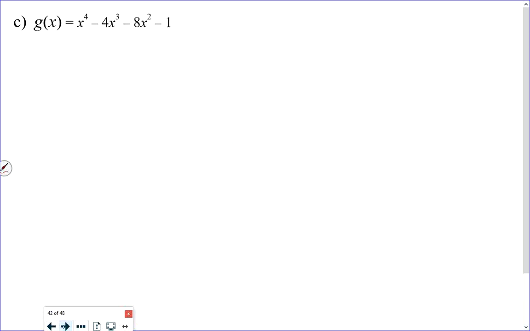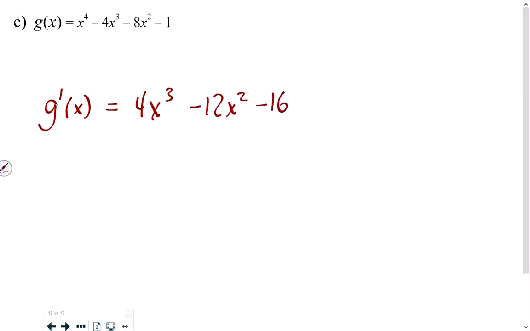Degree 4. So the first thing we have to do to find out where it's increasing or decreasing is find the derivative, because if the derivative is positive, it's increasing. If the derivative is negative, it's decreasing. All right. 4x cubed minus 12x squared minus 16x.